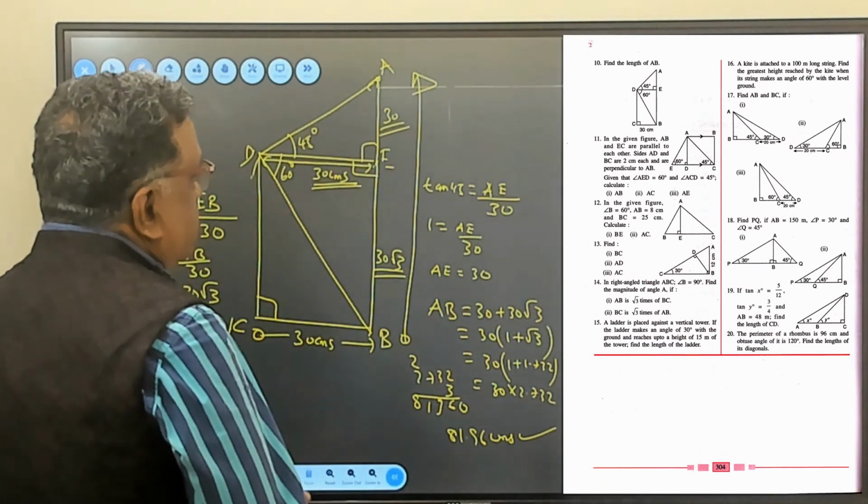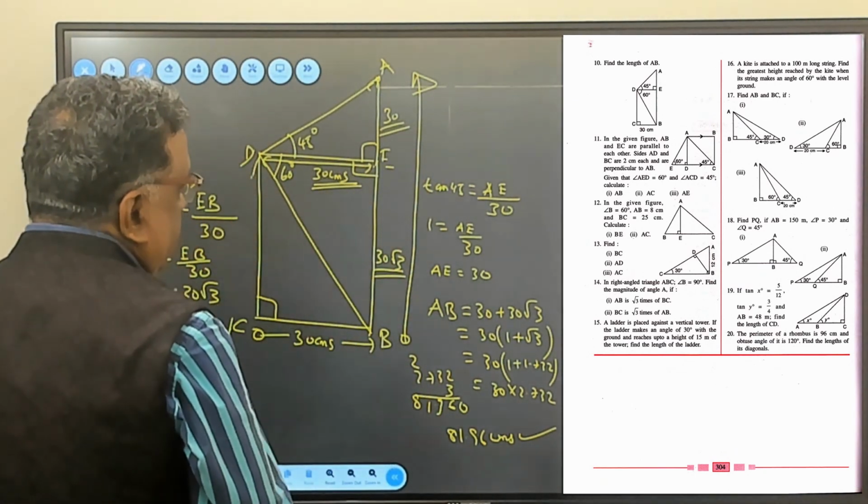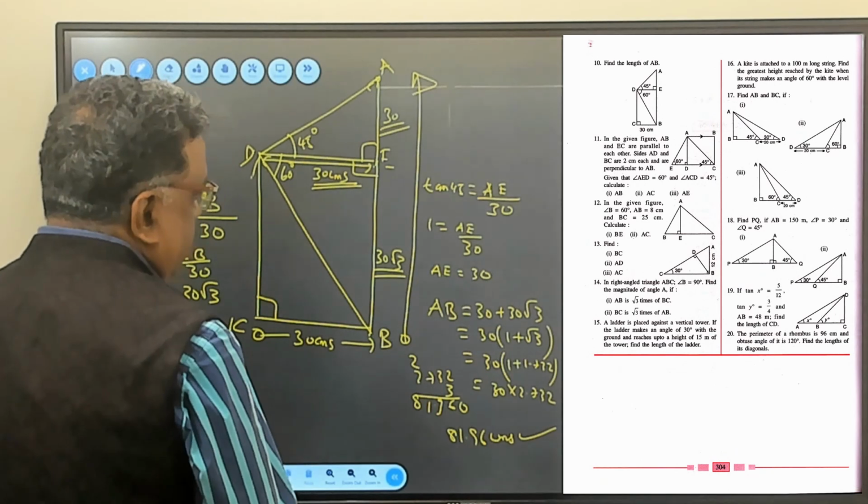So 11th one you can similarly do it. 12th one also is very simple. 13th also is very simple. Let's try to do 14th sum.